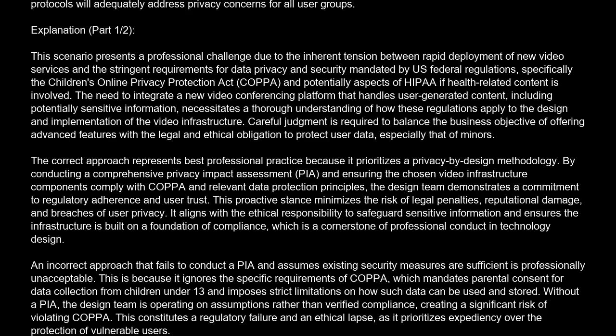An incorrect approach that fails to conduct a PIA and assumes existing security measures are sufficient is professionally unacceptable. This is because it ignores the specific requirements of COPPA, which mandates parental consent for data collection from children under 13, and imposes strict limitations on how such data can be used and stored. Without a PIA, the design team is operating on assumptions rather than verified compliance, creating a significant risk of violating COPPA. This constitutes a regulatory failure and an ethical lapse, as it prioritizes expediency over the protection of vulnerable users.